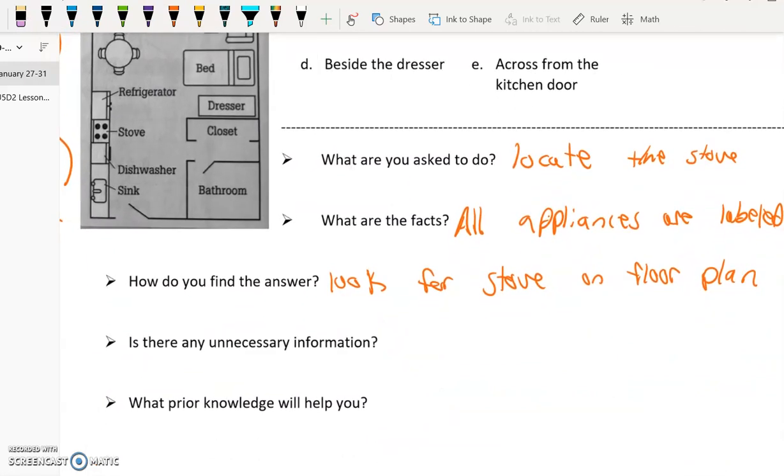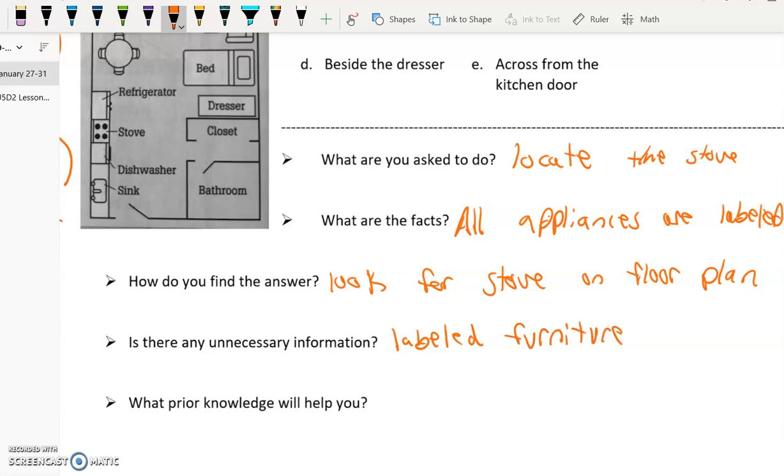Then another question that your brain probably doesn't even think about that much, but it is an important question to ask yourself, is there any unnecessary information? Because sometimes they're going to throw things at you, and honestly, it's not really going to help you, and it might even confuse you. So some of the information that's not necessary is all the labeled furniture. So I'm going to write labeled furniture.